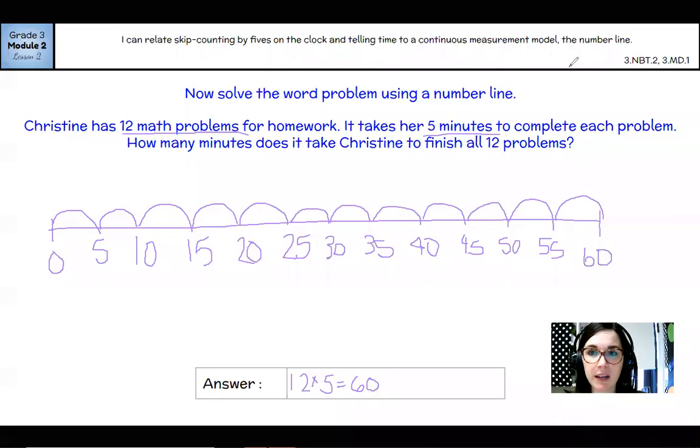Okay, boys and girls, now I'm going to have you try the exit ticket on your own, and then we will finish lesson 2 tomorrow. Good luck.